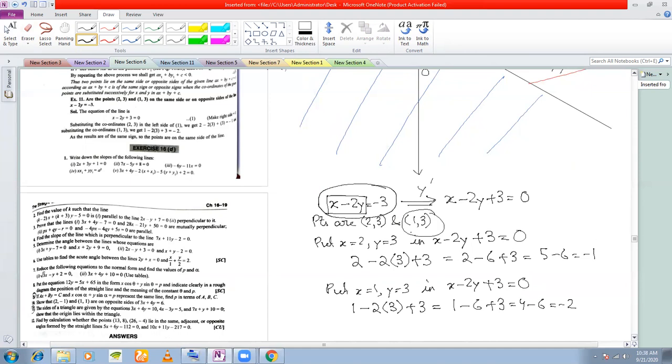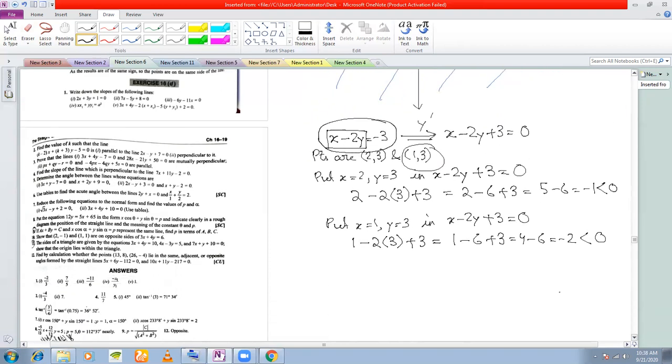So what you see is, when you put x is equal to 2, y is equal to 3, you are getting minus 1, which is negative. And here also you are getting a negative value. So for both the coordinates, you are getting negative values. Therefore, you conclude that (2, 3) and (1, 3) are on the same side of the line x minus 2y is equal to minus 3. If you had got opposite signs, suppose this was greater than 0 and this was less than 0, then you would have concluded that they must be on the opposite sides.